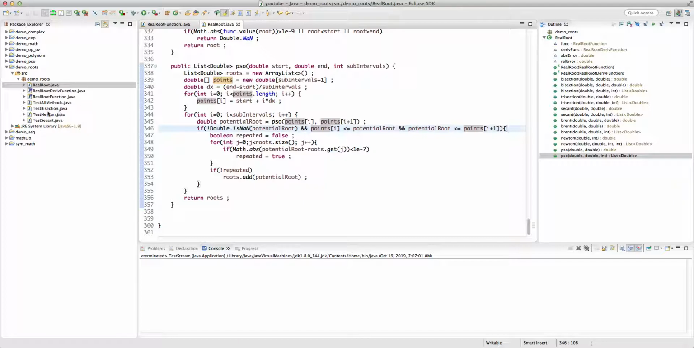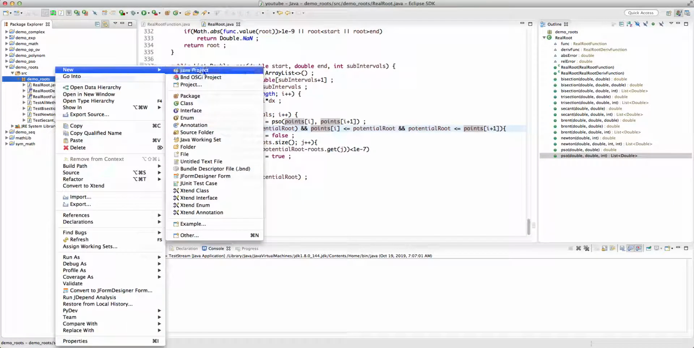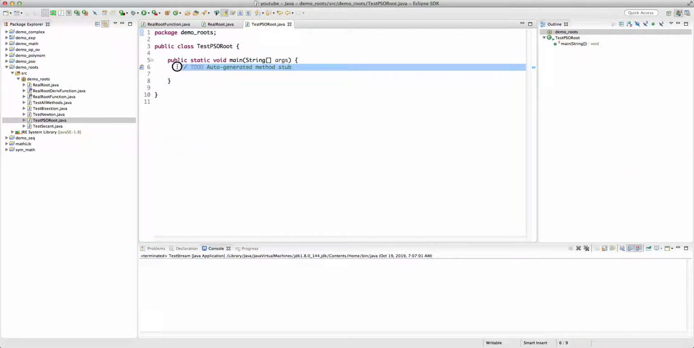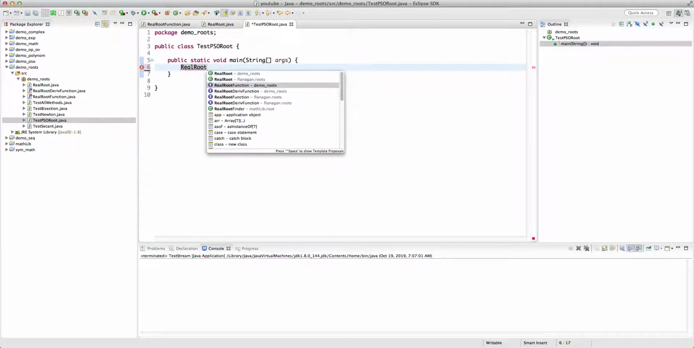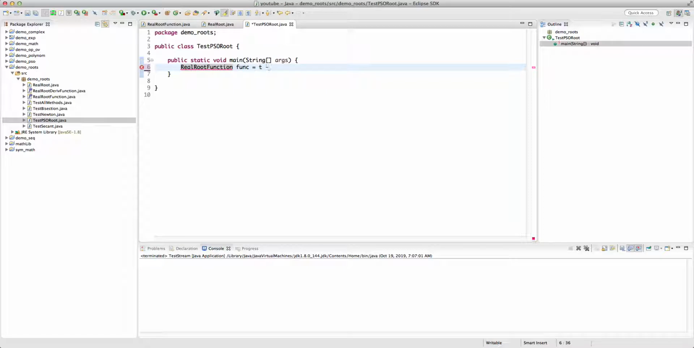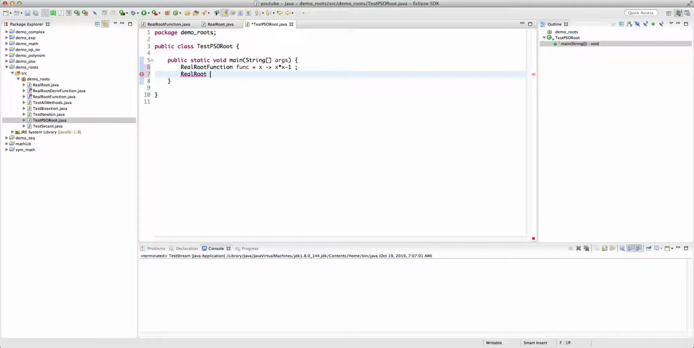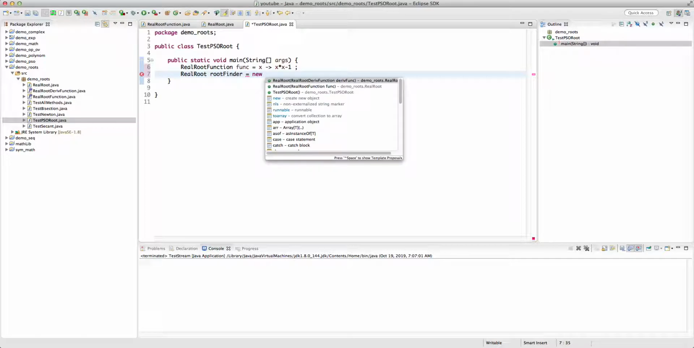Alright, so let's go and try to test it. So I'm going to create a new class, test PSO root, and I have a main method here, so I'm going to create a real root function. Func equals x goes to x times x minus 1, and then we're going to create a real root object, and an appropriate name is root finder, new real root.